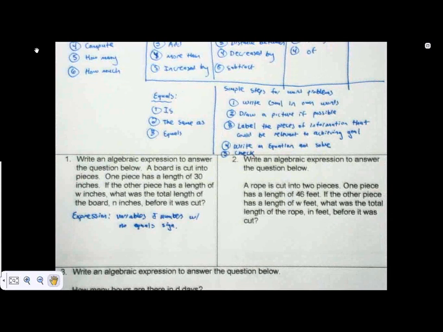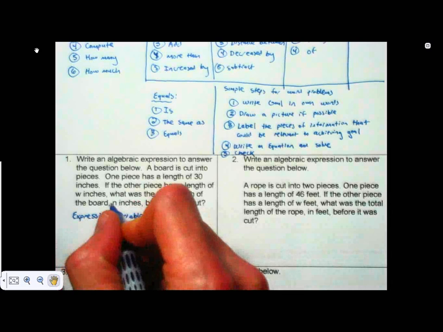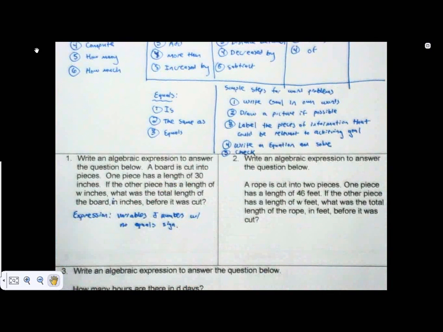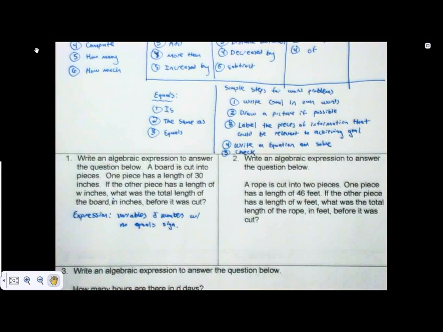So it says, write an algebraic expression to answer the question below. A board is cut into pieces. One piece has a length of 30 inches. If the other piece has a length of W inches, what was the total length of the board, N inches, before it was cut? Oh, I'm sorry, this is supposed to be in inches. So my mistake. So what was the total length of the board in inches before it was cut?